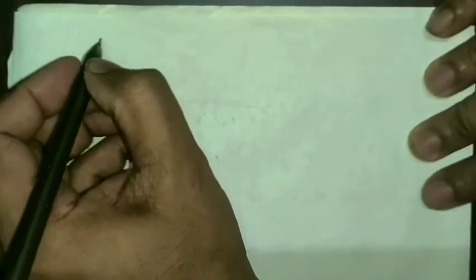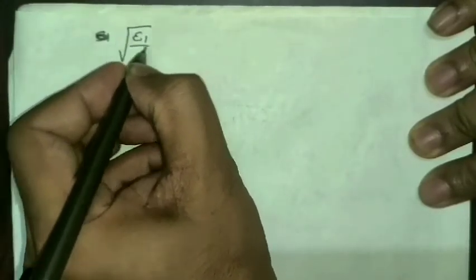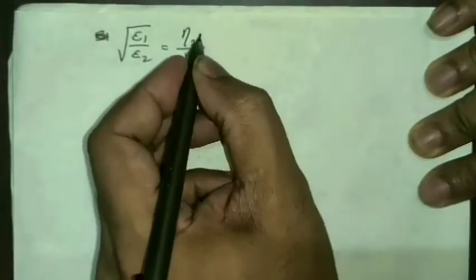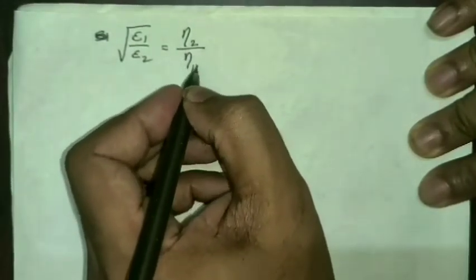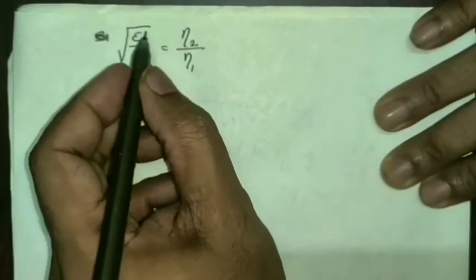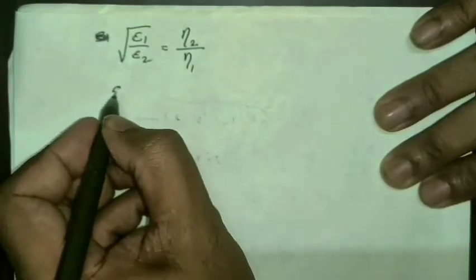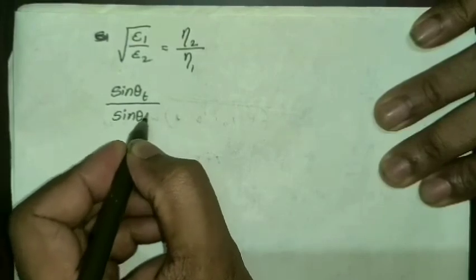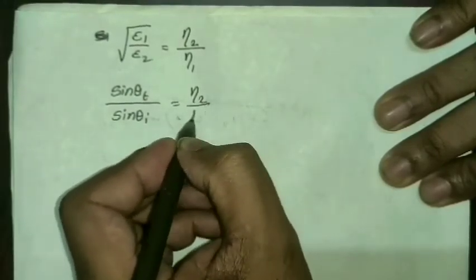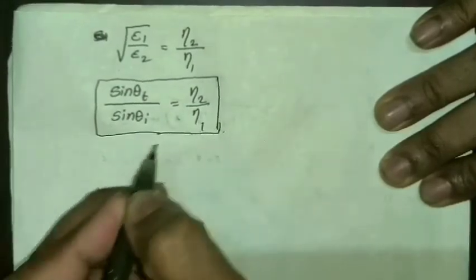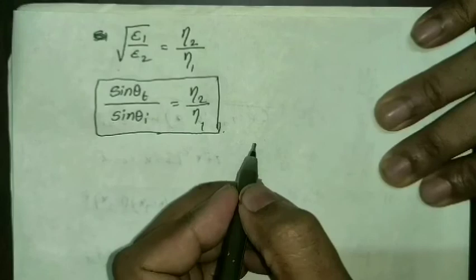Finally, square root of epsilon 1 by epsilon 2 equals the ratio of the intrinsic impedance of medium 2 to the intrinsic impedance of medium 1. We already represented square root of epsilon 1 by epsilon 2 as sin theta t divided by sin theta i, which equals eta 2 by eta 1. This is the representation of Snell's law in terms of intrinsic impedances.